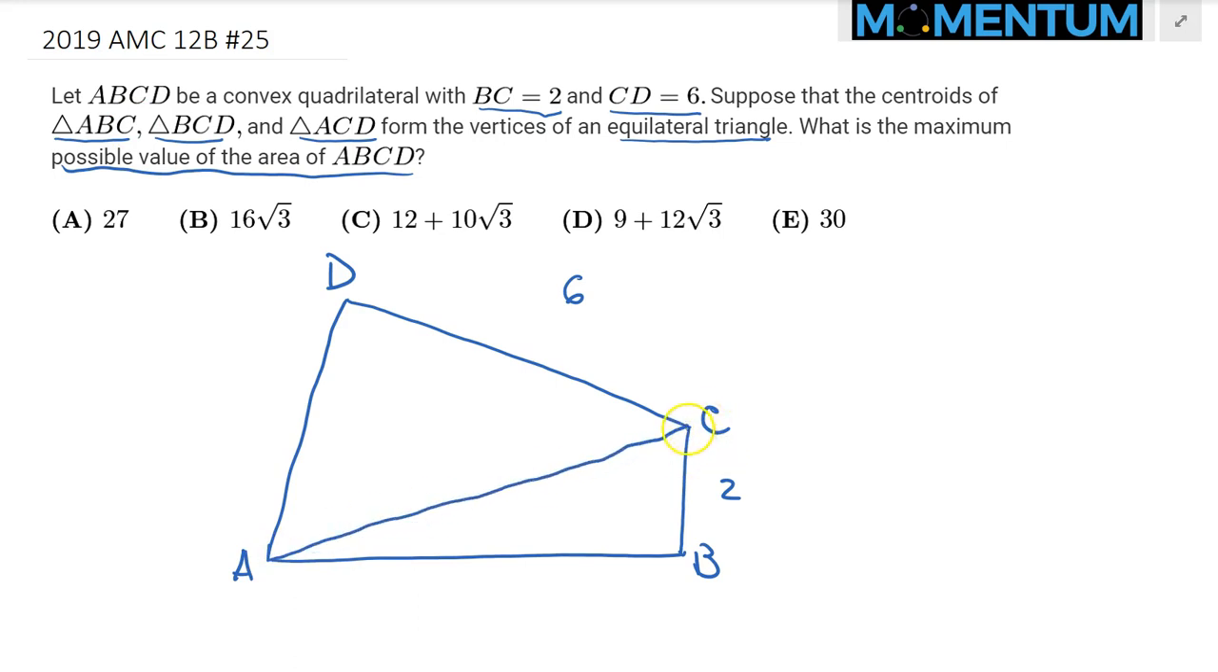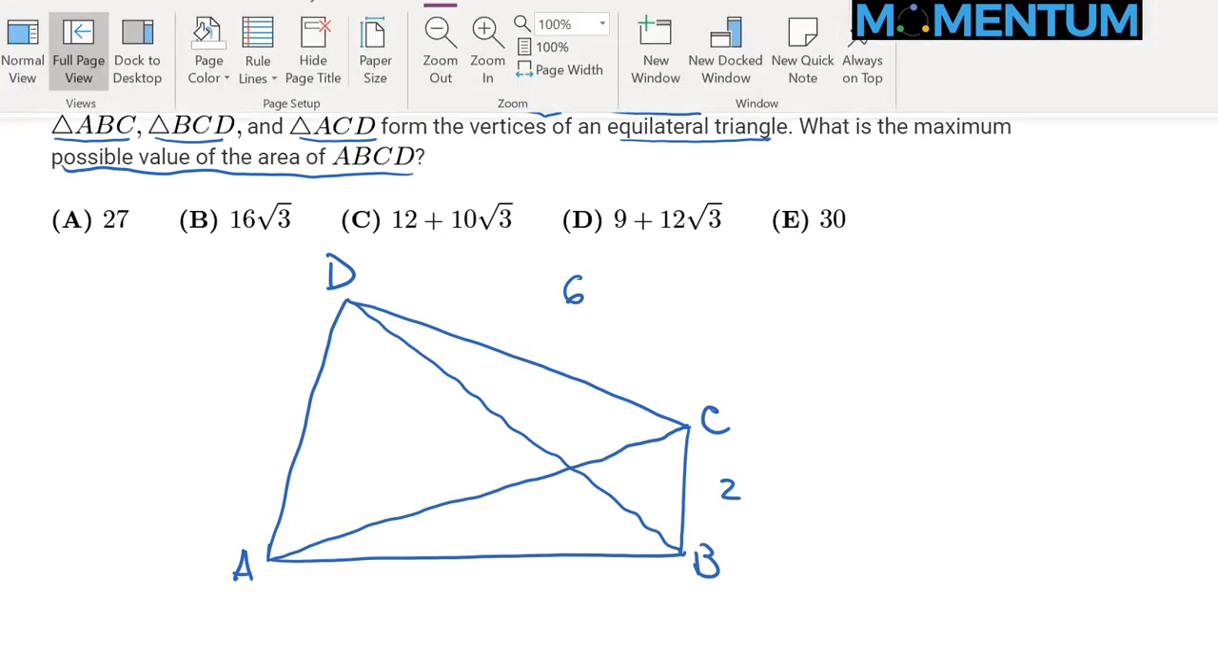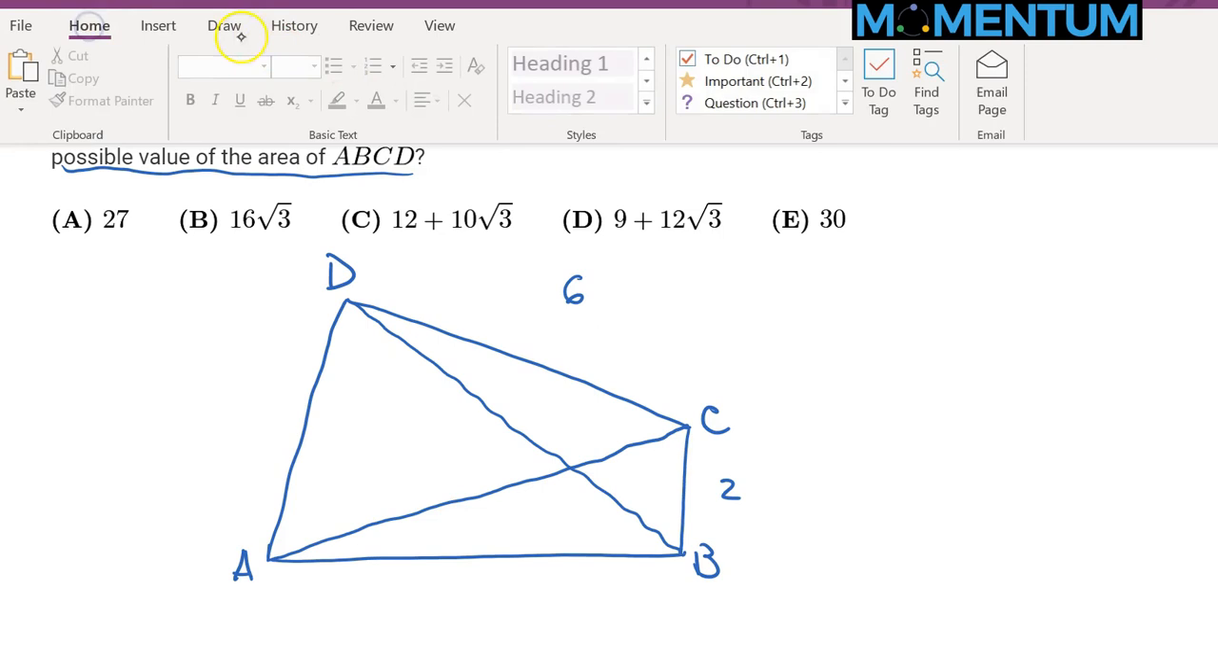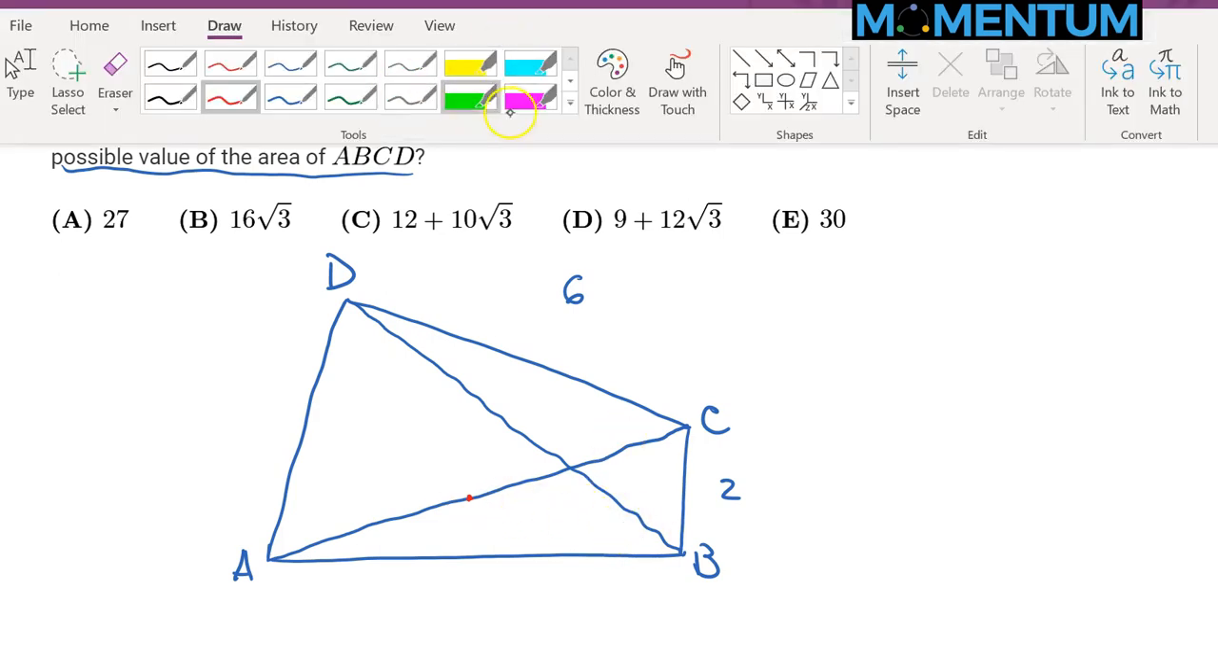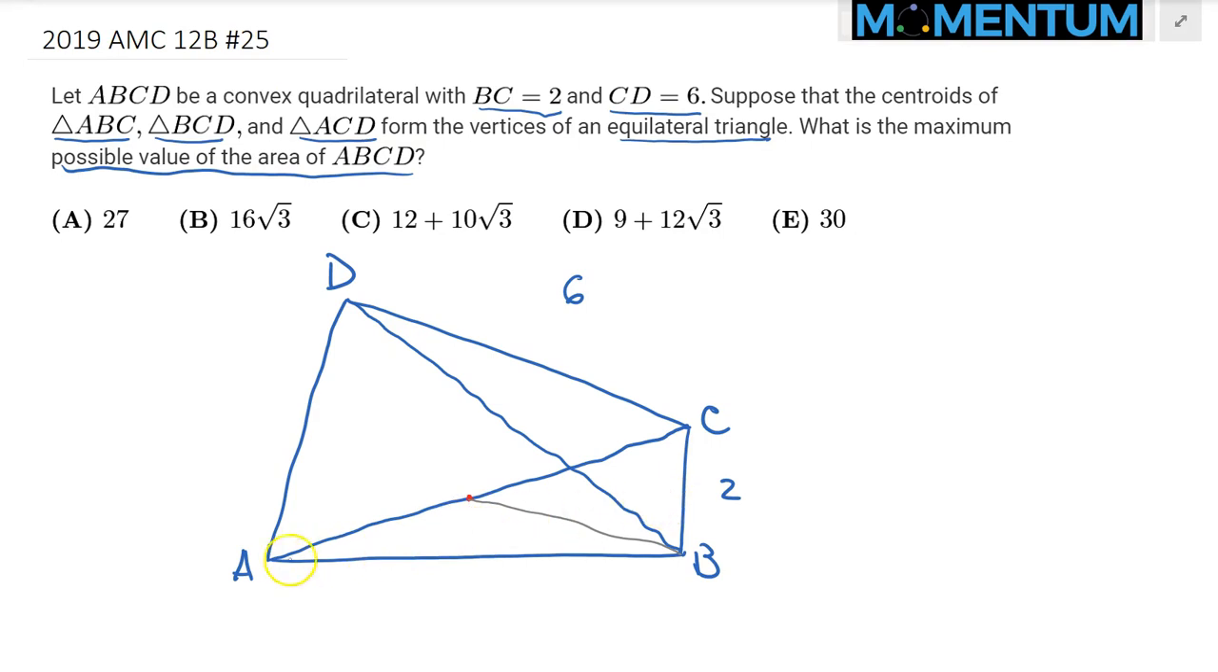So let me first go ahead and draw the triangles by just first drawing the diagonals. And now time to identify those centroids. Well, obviously I need to mark the midpoint of AC, so say somewhere here. So as a result, if I go ahead and draw the median, something like this, and maybe the median here, there you go. So it would be pretty much here. So that's the centroid of triangle ABC, call it G1.